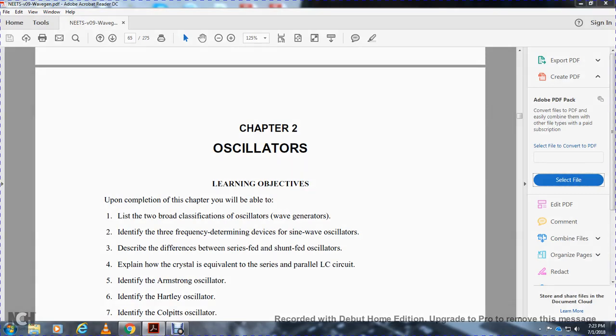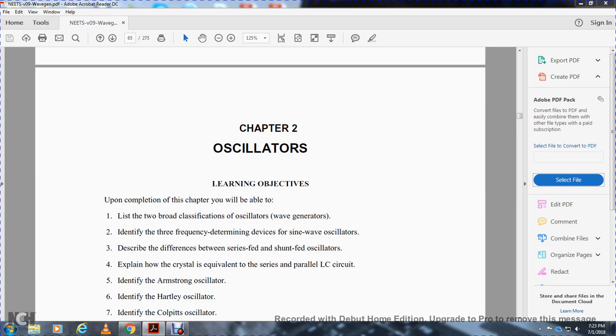Alright, NEETS Module 9, Chapter 2, Oscillators. Learning objectives. Upon completion of this chapter, you will be able to list two broad classifications of oscillator wave generators. Identify three frequencies, determine the levels of the sine wave oscillators, determine the difference between series fed and shunt fed oscillators. Explain how crystals are equivalent to the series and parallel inductive capacitive circuits.